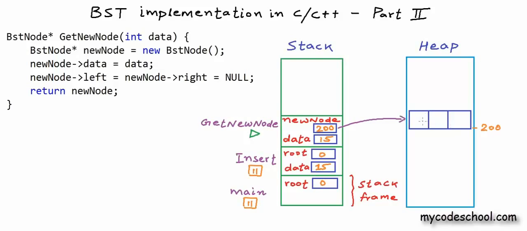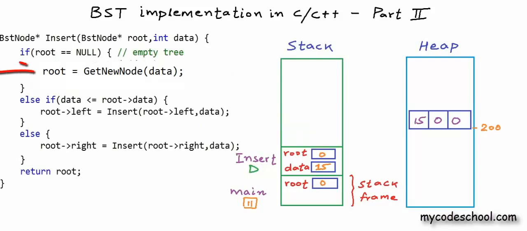fields of node. Let's say the first field is to store data, so we are setting value 15 here, and let's say this second cell is to store address of left child. This is being set as null, and the address of right child is also being set as null. And now get new node will return the address of new node and finish its execution. Whenever a function call finishes, the stack frame allocated to it is reclaimed.